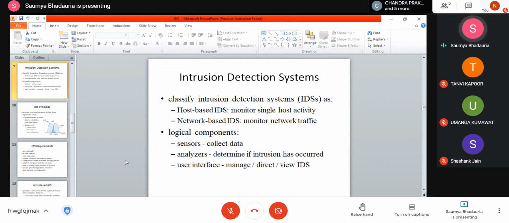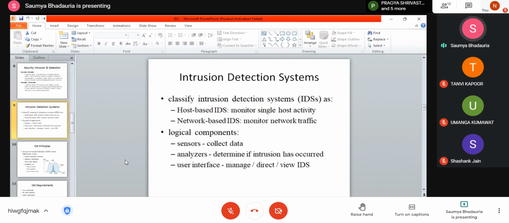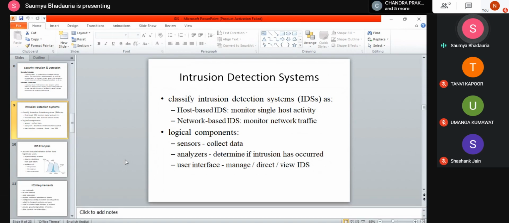With these two definitions, you would identify that there are some components which will be helpful to monitor the behavior or to identify whether it's an intrusion or not. There are three logical components in any IDS. The first one is the sensor. As the name says, sensors are responsible for collecting the data.